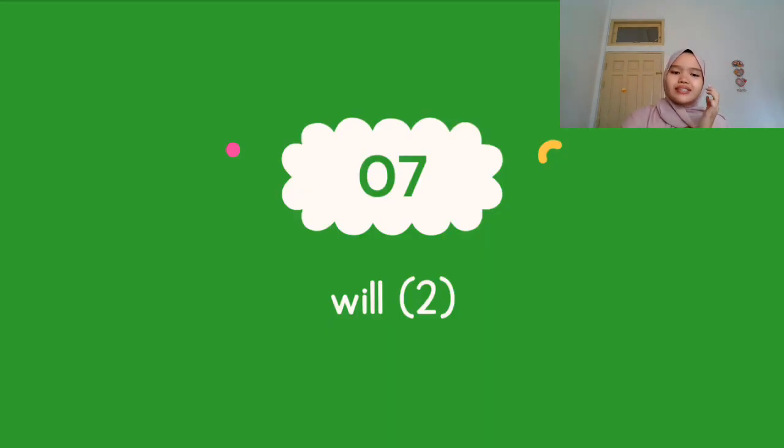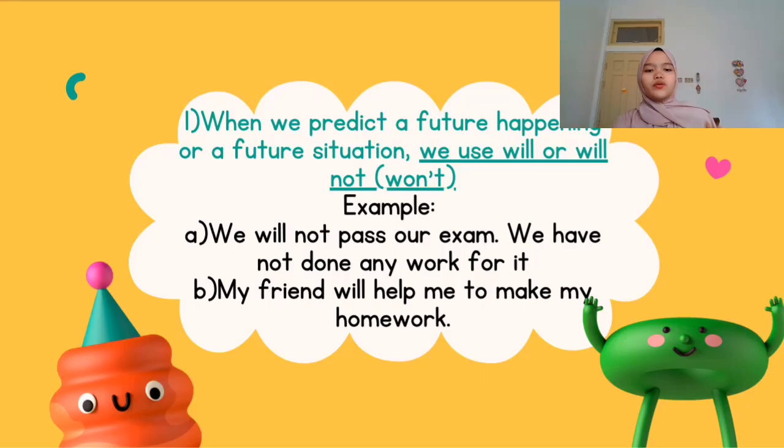And number 7 is will for the second part. When we predict a future happening or a future situation, we use will or will not. For example, my friend will help me to make my homework. Now, we are predicting a future happening, like, my friend will help me to make my homework.